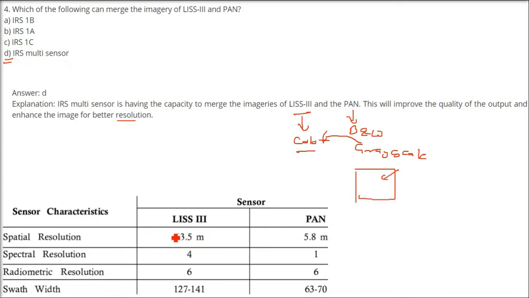Okay, LISS 3 and PAN, I just gave for your reference. So LISS 3 has 23.5 spatial resolution, PAN is 5.8. So you apply the 5.8 meter along with the power of that color which this 3 color image has. So these are spectral resolution. Spectral resolution is what? 4 bands, LISS 3, 1 band, PAN. And radiometric resolution, you can assume it to be 0 to 2 to the power 6 minus 1. This is the range. The different gray shades will be there.